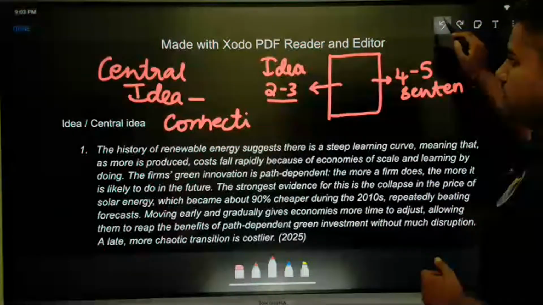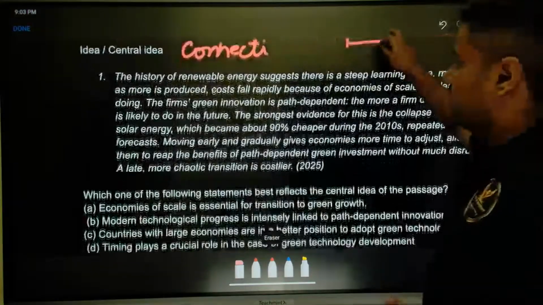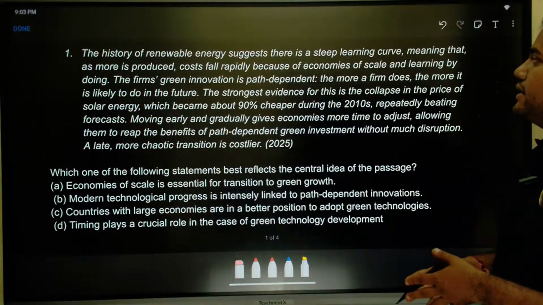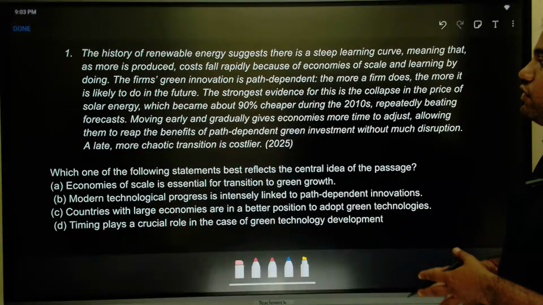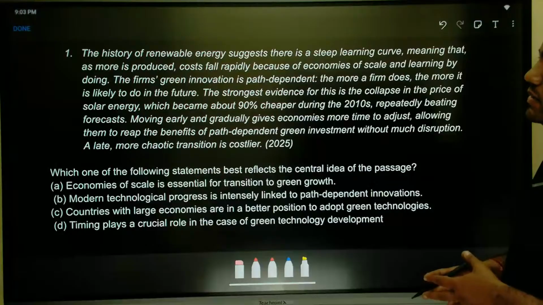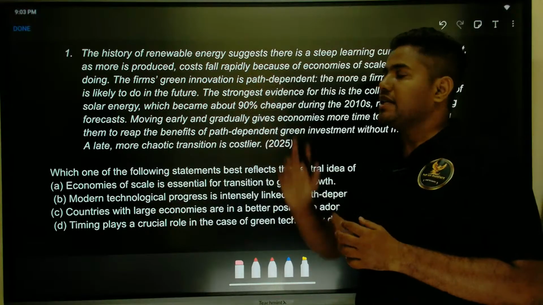I expect you to understand this passage and answer it. The history of renewable energy suggests that there is a steep learning curve, meaning that as more is produced, cost falls rapidly because of economies of scale and learning by doing. The firm's green innovation is a path dependence. So the focus of the passage is on this path dependence.